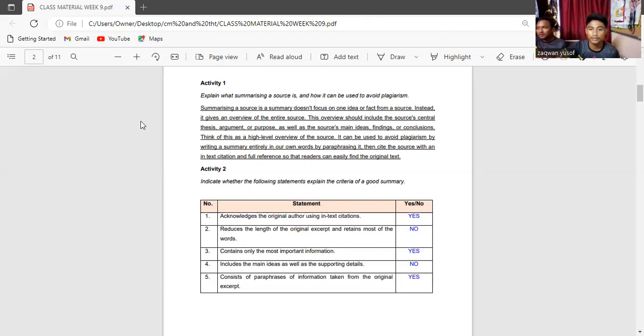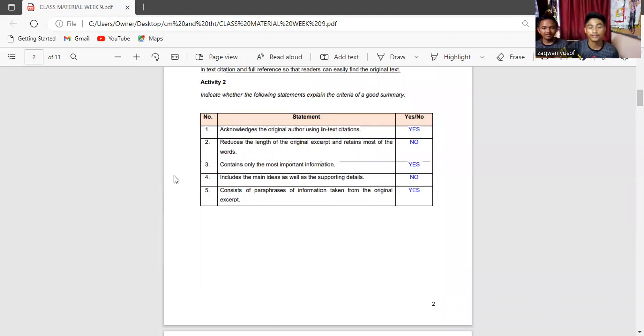It can be used to avoid plagiarism by writing a summary entirely in our own words by paraphrasing it. Then cite the course with an in-text citation and full reference so that readers can easily find the original text.